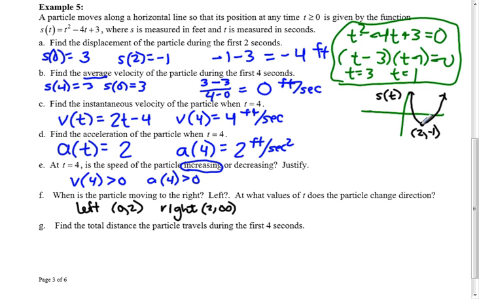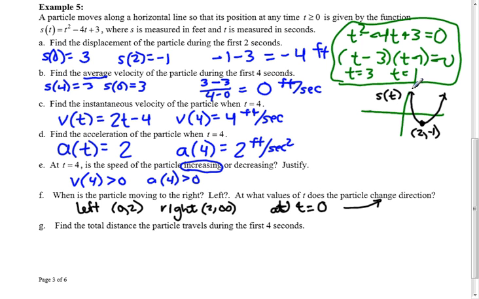Well, right here, that's where our velocity is 0. We have a horizontal tangent line there, so that's at t equals 0. It changes direction. That's where our velocity is 0. Our slope is 0. If your velocity is 0, you're not going anywhere. So right at that second, it's changing direction. Alright, so now using this graph, it's moving left from 0 to 2.